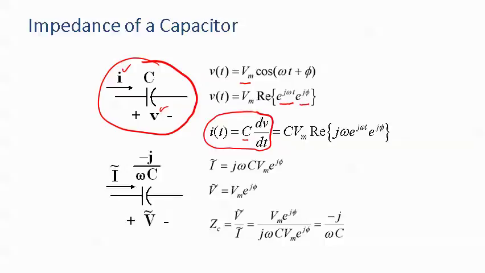And if we take the derivative of our Euler's function of voltage on the capacitor, well, the derivative of e to the j omega t is j omega e to the j omega t, and of course e to the j phi itself is a constant. So our phasor current looks like j omega C times V max, the peak value, times e to the j phi.